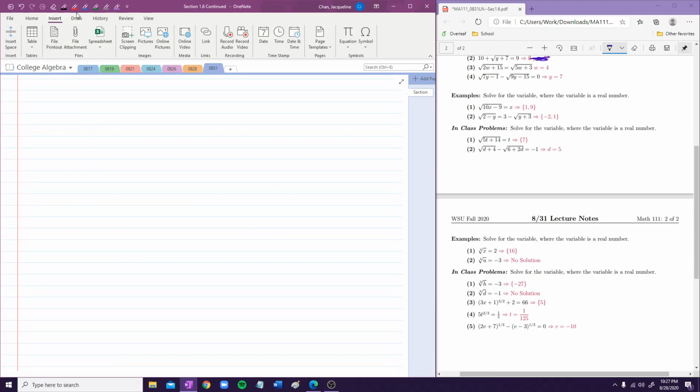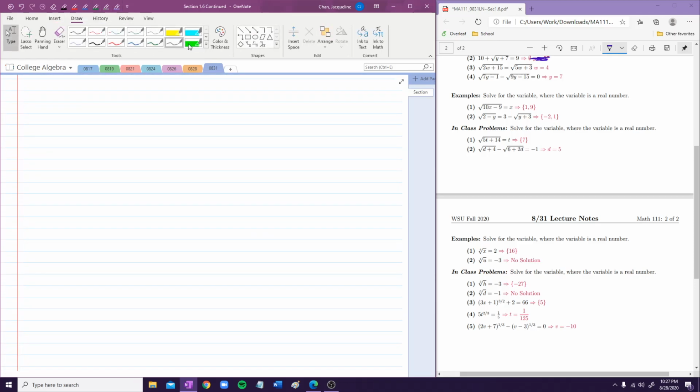Okay, so all the examples that we've done so far are when our index is equal to 2. Now let's see what to do when our index is not 2. Okay, so we have the fourth root of x is equal to 2. Alright, so same rules apply.